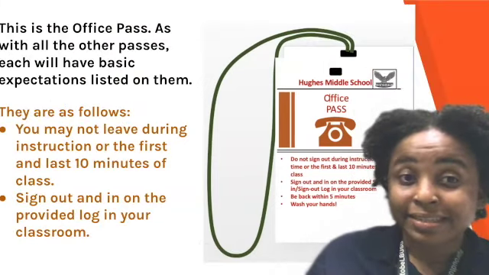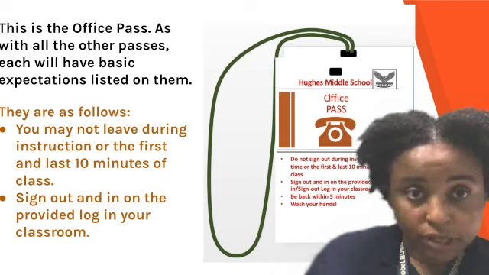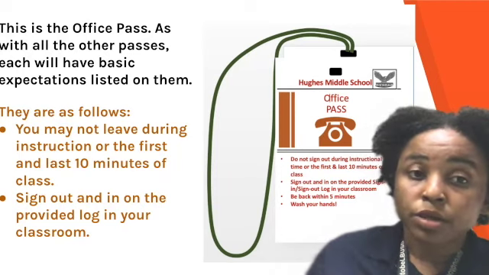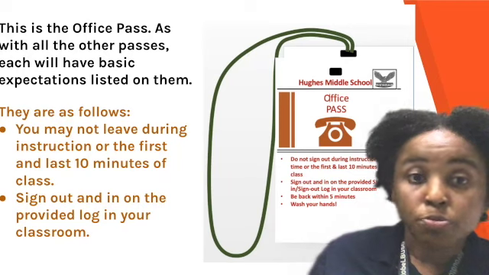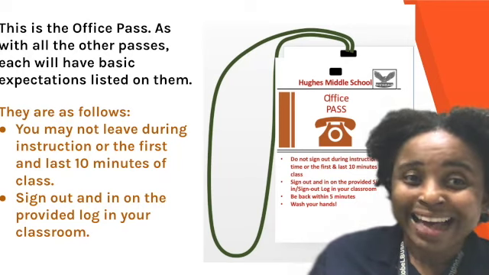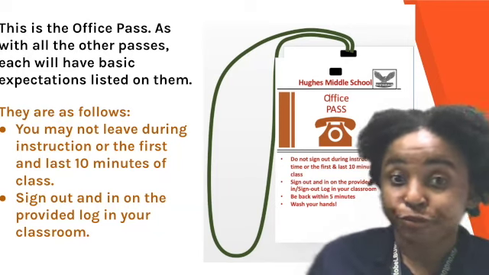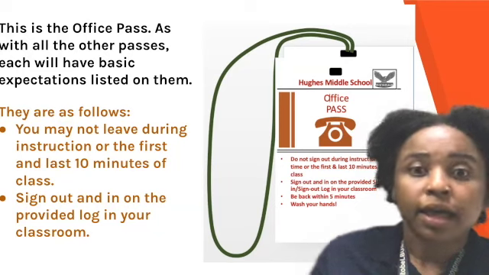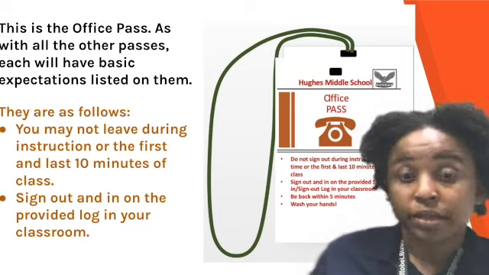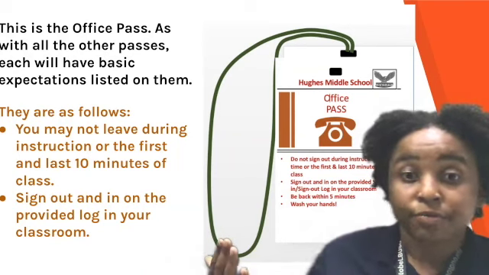All right, Owls, this is the office pass. Each will have basic expectations listed on them. And so they are as follows. 1, you may not leave during instruction or the first and last 10 minutes of class. If at any point you're found in the restrooms the first and last 10 minutes of class, that will automatically be a consequence. You will automatically be tardy, and then that will also automatically have your teacher have to call the office.